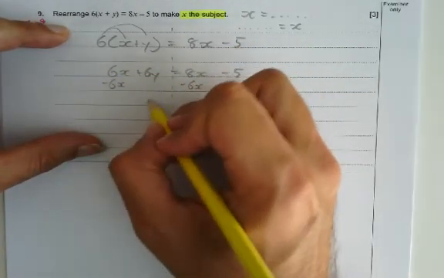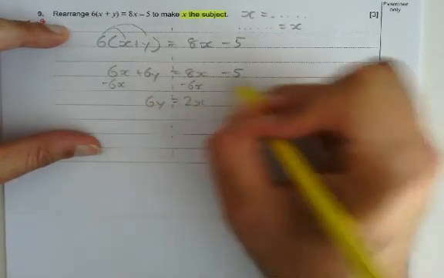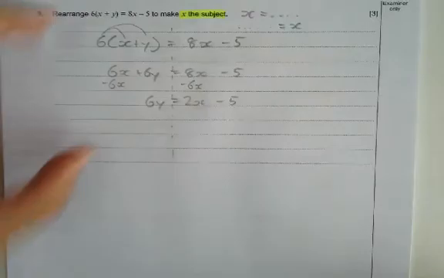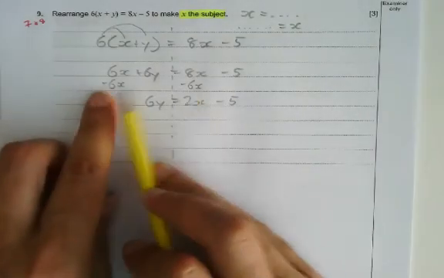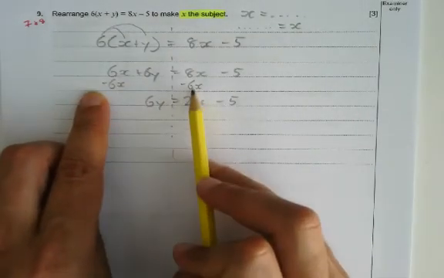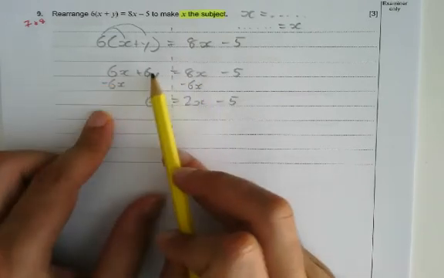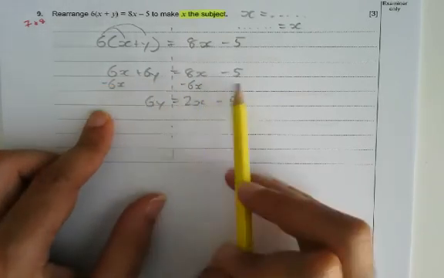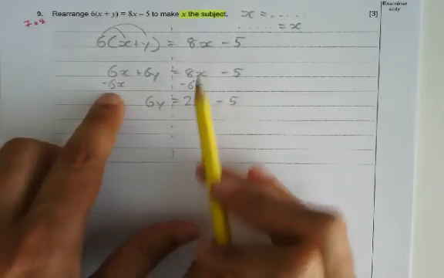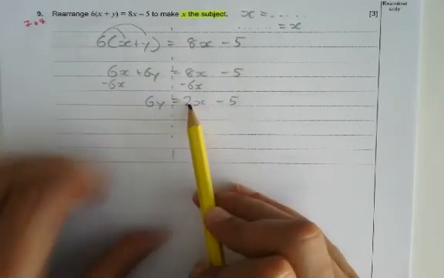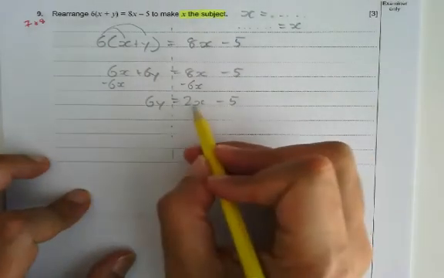That will leave me with the 6y there, that hasn't changed, equals 8x take away 6x is 2x, and the minus 5 hasn't changed there. Just a little bit of notation here. Make sure that if you're taking away 6x, write it underneath the x terms. The reason that's a good idea is so that you know the 6y and the minus 5 don't have anything underneath them, so they just appear again on the next line down. 6x has disappeared, the 8x has turned into a 2x.